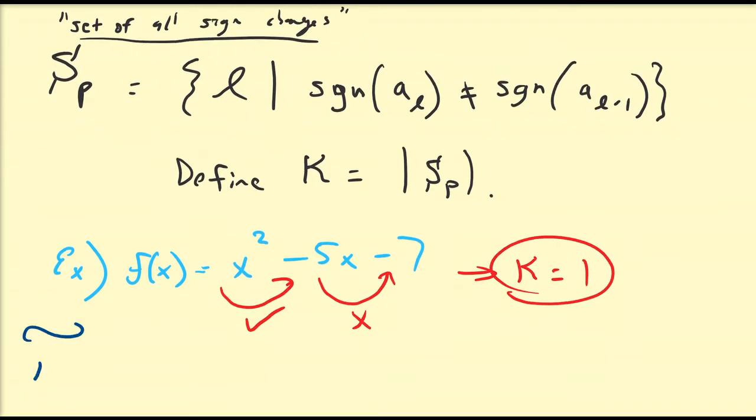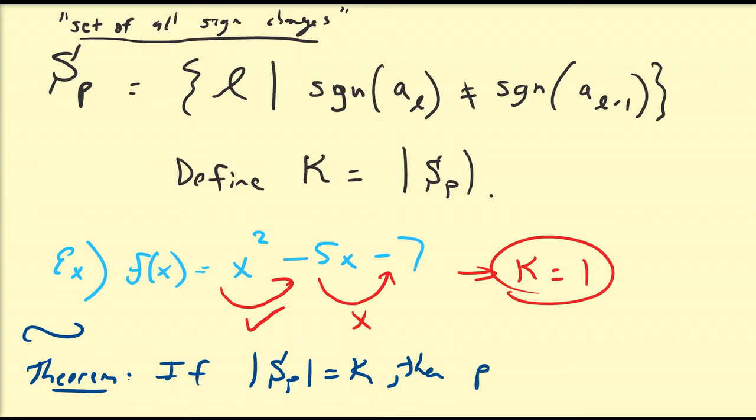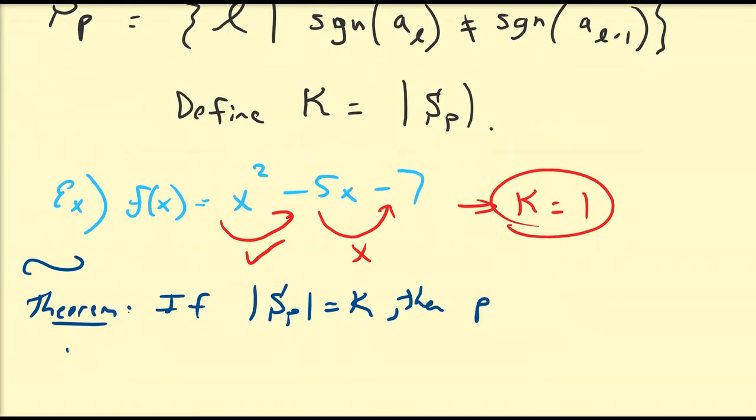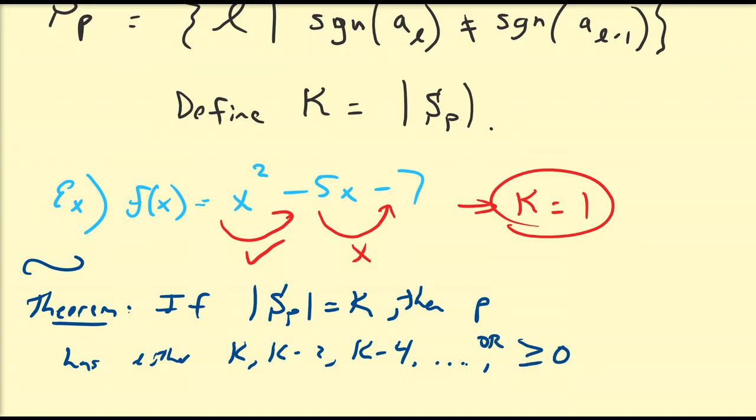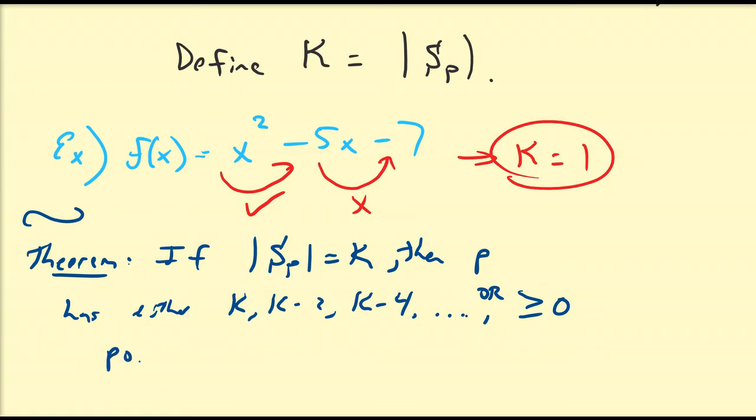So what did Descartes' rule of signs tell us before? If the number of sign changes for a polynomial p with non-zero coefficients is equal to k, then p has either k, k minus 2, k minus 4, all the way down to either 0 or 1, depending on whether k is even or odd, positive real zeros.